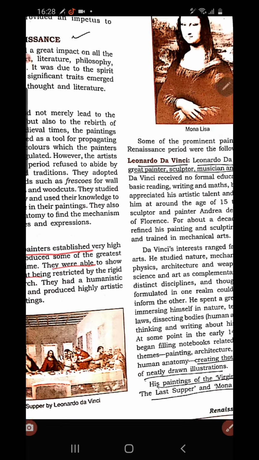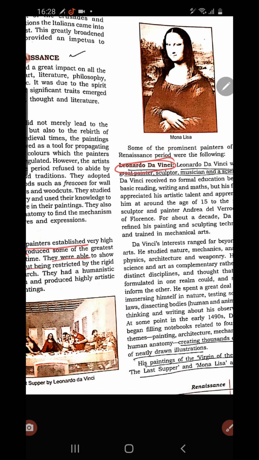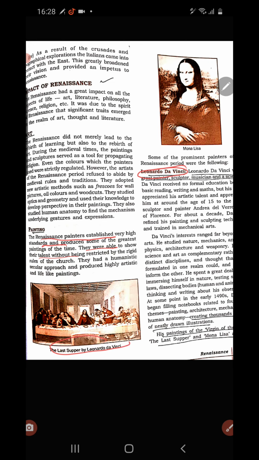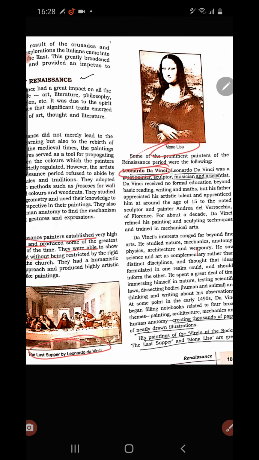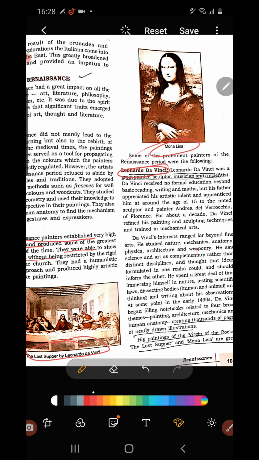So Leonardo da Vinci was one of the famous painters of this period, and you have to only remember which are his important paintings: Last Supper and Mona Lisa. These two paintings of Leonardo da Vinci were so important. This much only you have to study under Leonardo da Vinci. He was a famous painter. Remember, Last Supper and Mona Lisa were the important paintings.